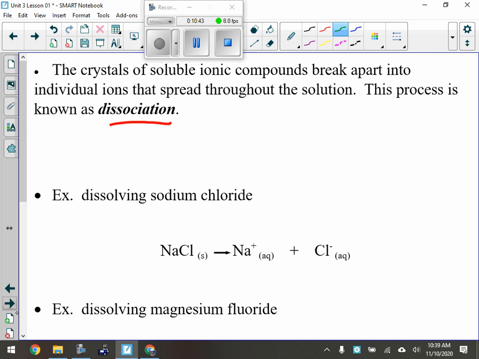Next one we're going to talk about is something called dissociation. This happens for ionic compounds. So again, dissociation, ionic compounds. Those are the two terms that go together. Make sure you know that. And then there's a few examples down here, so go ahead and fill whatever you need to in there.